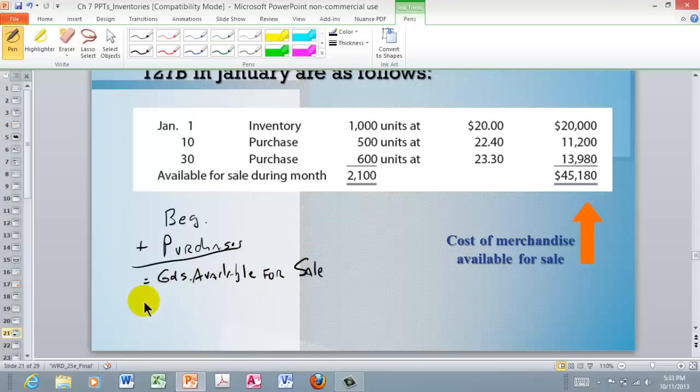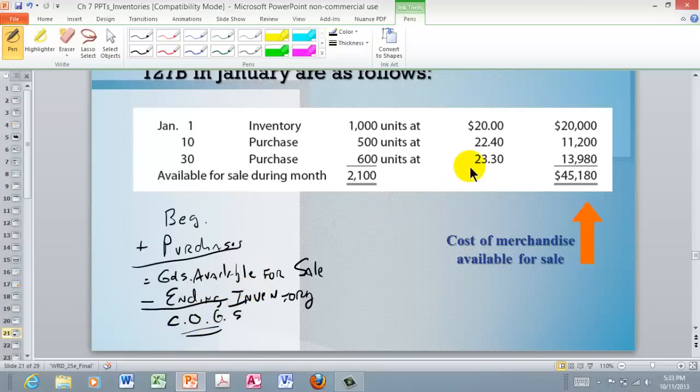Now, if I then subtract from that my ending inventory, then what I will get is COGS, cost of goods sold. Okay? So the beginning plus my purchases equals what I have available to sell, and then I subtract the ending inventory balance, and that will give me cost of goods sold.